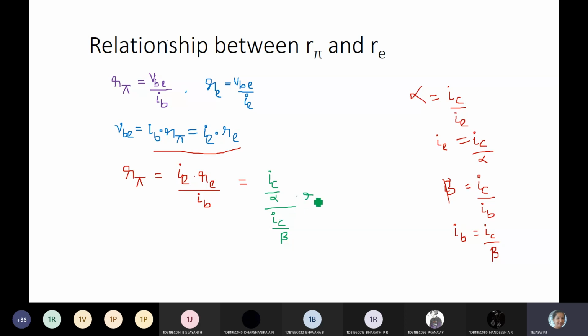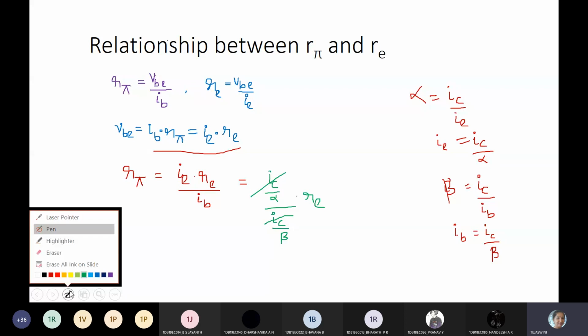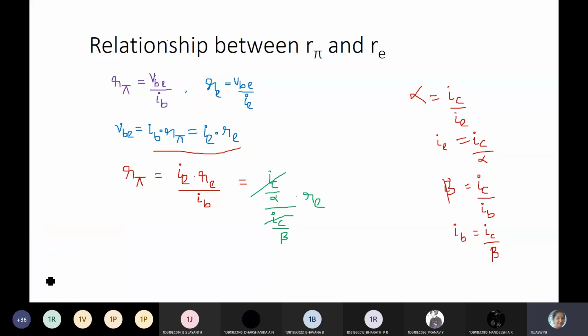Now tell me the simplified expression. Beta into RE by alpha. IC gets cancelled, and beta shifts to the numerator. So R pi is beta by alpha into RE. This is the relationship between R pi and RE.